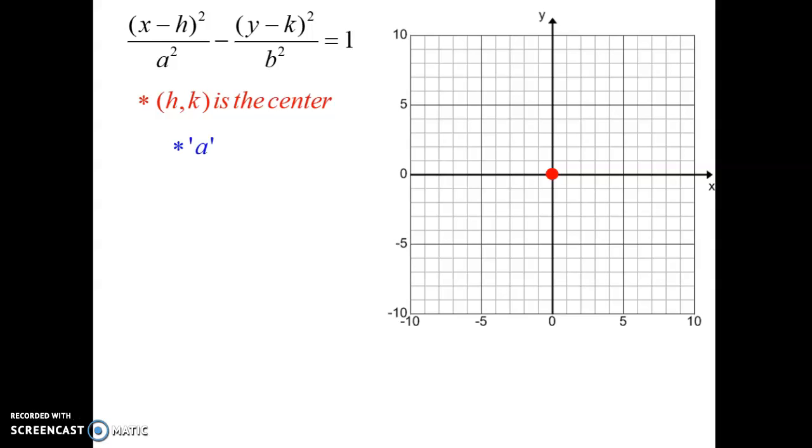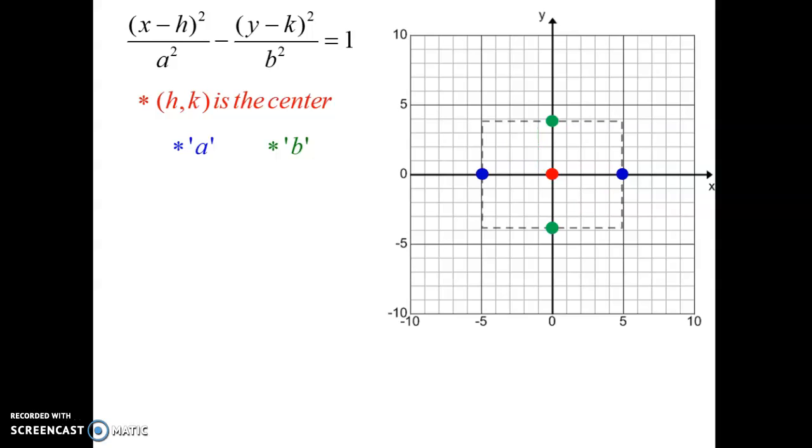Next, we have the a value. Because the a term is underneath the x values, it's going to go left and right. So we have 2 points left and right. The b value is underneath the y term, which means that's going to go up and down. Normally, if you were doing an ellipse, you'd connect those 4 points and make an ellipse. But this is a hyperbola, so we're going to make a dashed box out of the 4 points. Please make sure it's dashed because it's not technically part of your graph. It's just something in the background that we use to construct our hyperbolas.